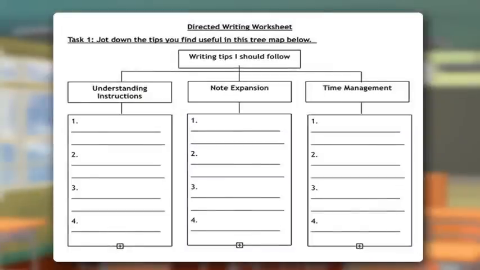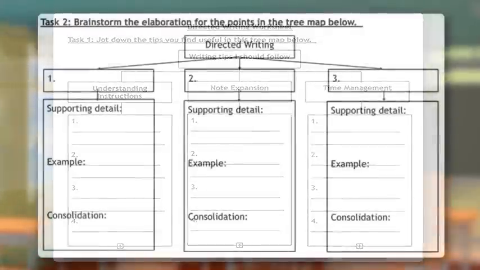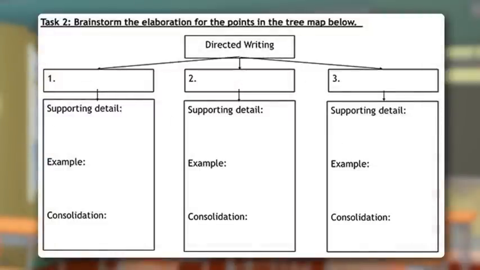Now, I have several tasks for you. Task 1. What were the tips that you found really useful? Jot them down in the tree map to help you remember when you revise. Task 2. Use this tree map in the worksheet to help you come up with the elaboration and examples for the points. This tree map will help you organize your points before you start writing.